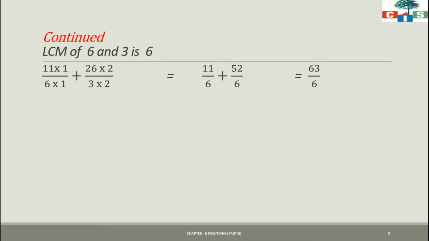Now 11 ones are 11, 6 ones are 6. 26 multiplied by 2 will give you 52, and 3 multiplied by 2 will give you 6. Here we can see that we have converted unlike fractions to like fractions where the denominators are the same. Now we can easily add. Since denominators are the same, we just add the numerators. So 11 plus 52 is 63, and the addition is 63 by 6.